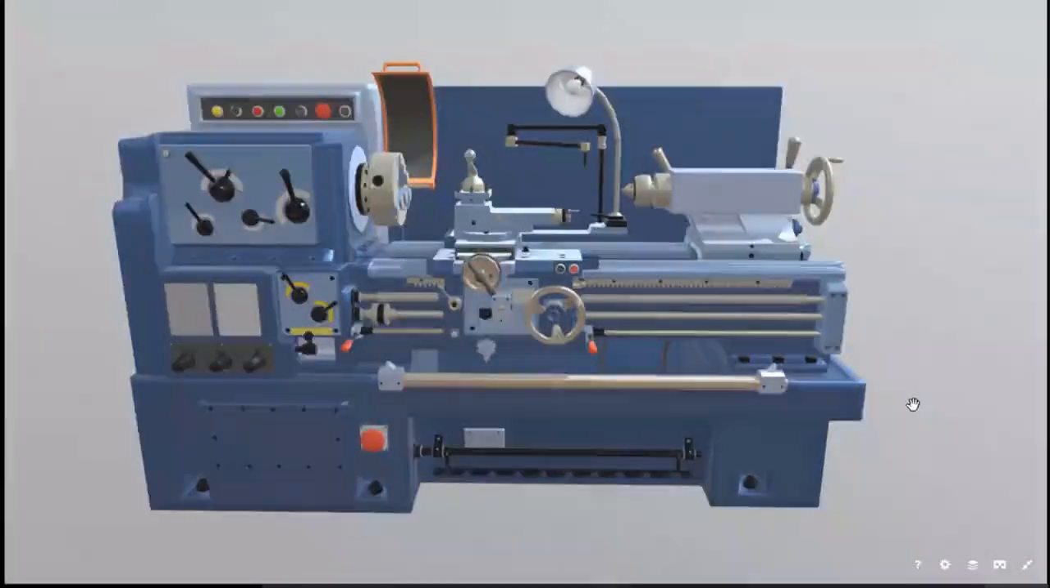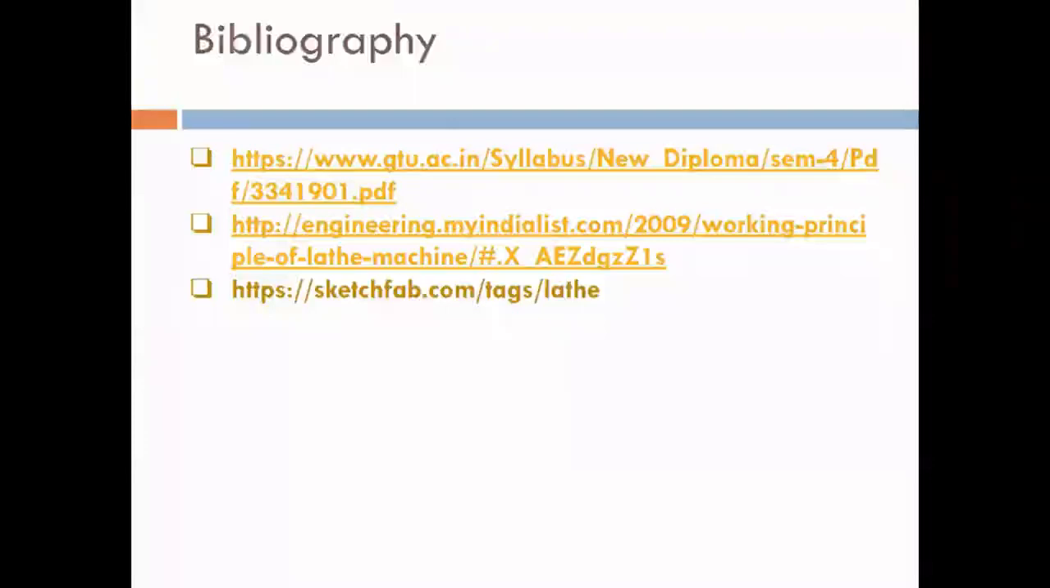So in the next lecture we'll see one by one the function of all the components in detail. So students, today we have learned the construction of the lathe machine.